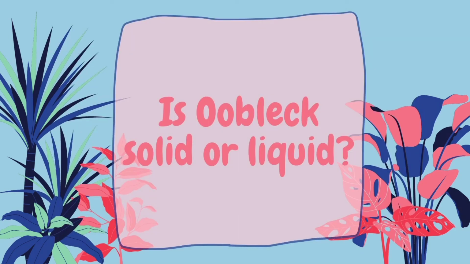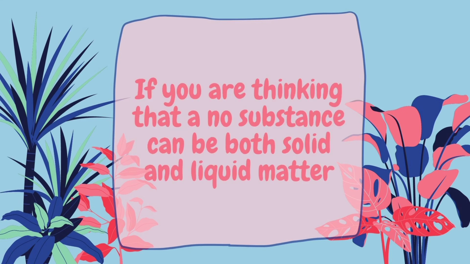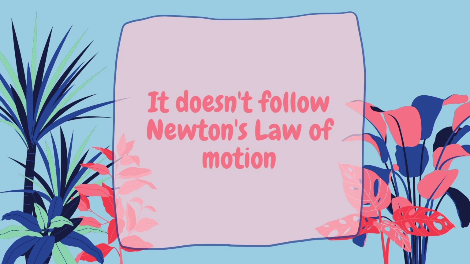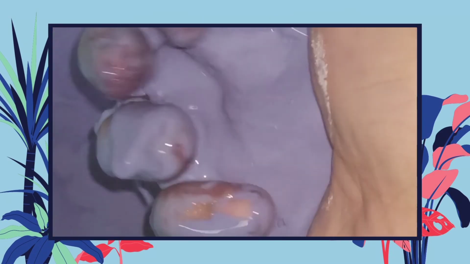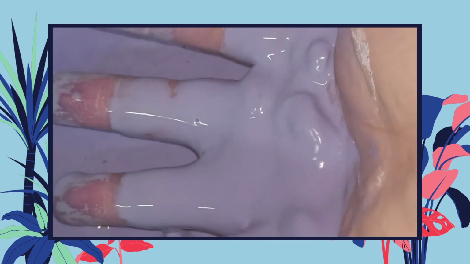Are you still wondering what kind of matter Oobleck is? Whether it is a solid or liquid? The answer is both. It is both solid and liquid. And if you were thinking that a substance cannot be solid and liquid, that is because Oobleck is classified as a non-Newtonian fluid, meaning it doesn't follow Newton's law of viscosity. A non-Newtonian fluid like Oobleck or silly putty has a different viscosity depending on the force applied to it.